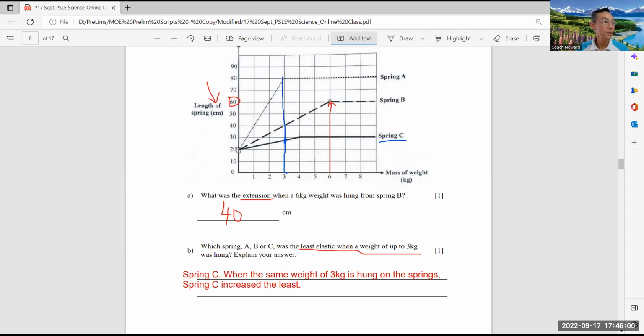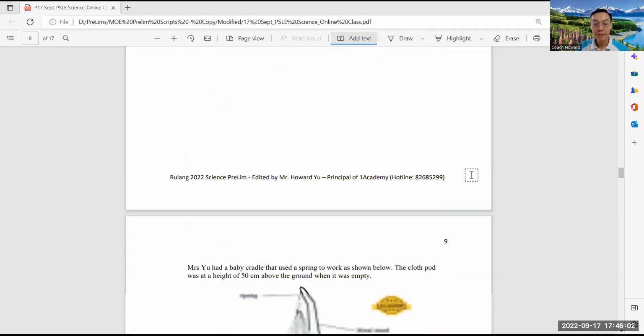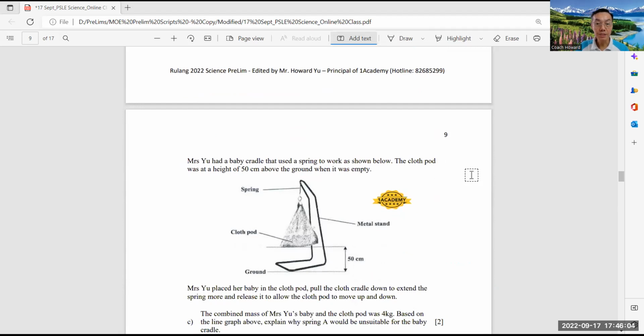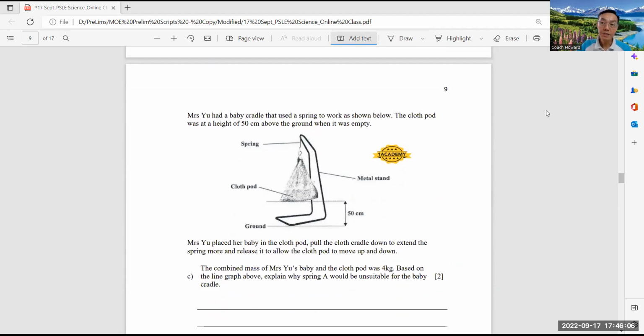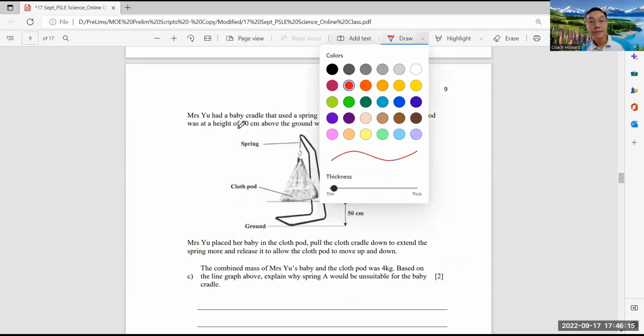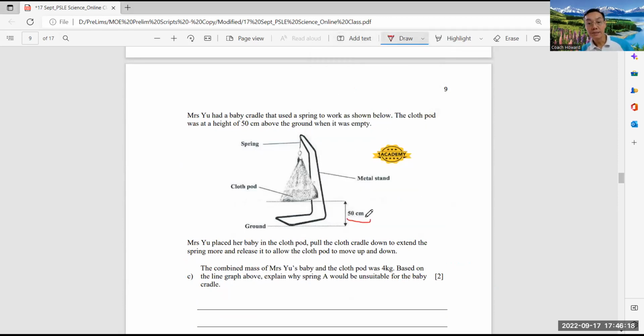Again, I'll screenshot. Okay, next question. This is connected to this question. I noticed this year that many schools like to test on this baby cradle. So you take note, maybe PSL will come out. Okay, so you highlight this part. Okay, 50 centimeters. So when the baby is used as shown, the cloth cot was at 50 cm above the ground when it was empty. Empty, take note. So empty is already 50 centimeters.